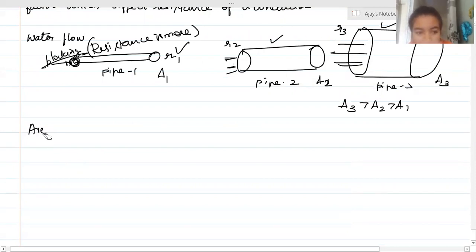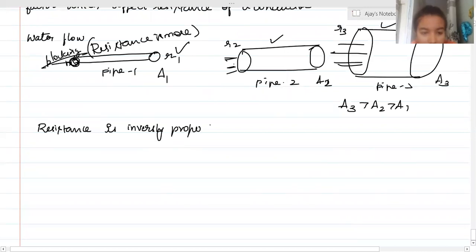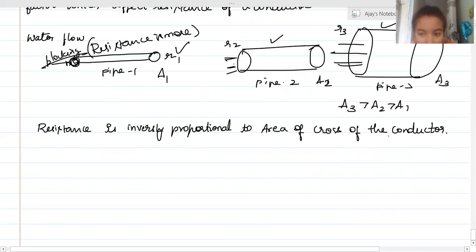It is inversely proportional. So the first factor is that resistance is inversely proportional to the area of cross section of the conductor. Understood? What is the first factor resistance depends upon?